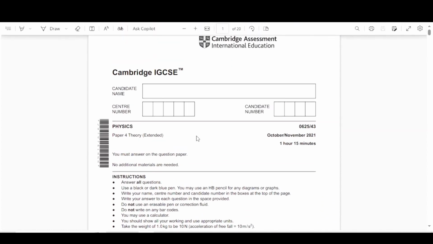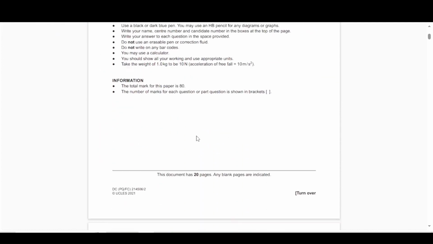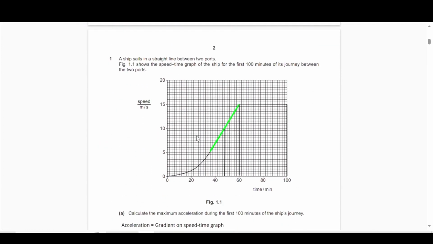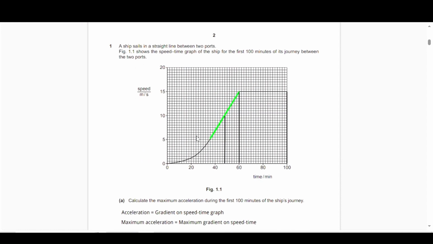And now I've got October-November 2021, paper 4.3. So here we've got a question where I'm required to find a few things from a graph, as well as maybe plot some points on a graph.